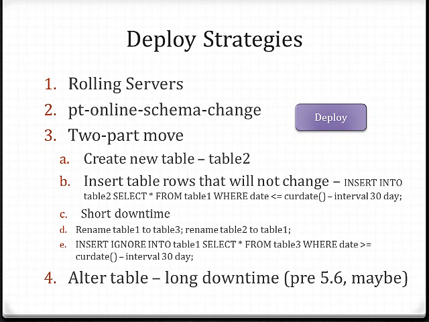So you move all the data from table 1 to table 2, the data that is older than 30 days from today. Then you have downtime. Then you move the remaining 30 days into the new table, and you rename the tables. And you do insert ignore if something has changed, or replace it if something has changed. Usually insert ignore. And the last one is alter table, proper downtime alter table.